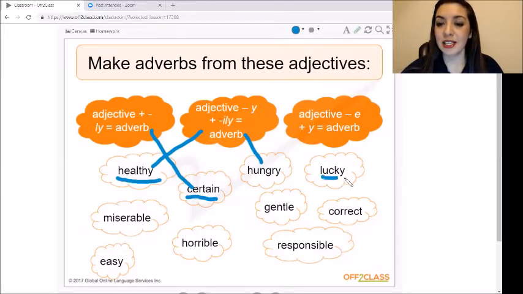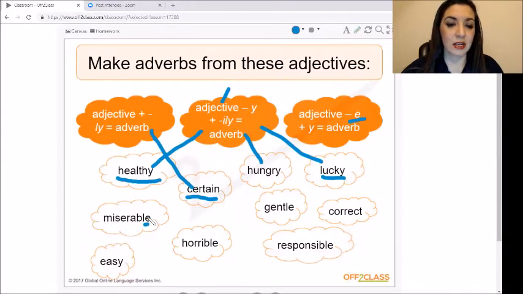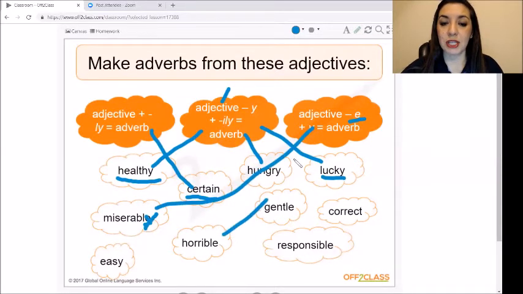Next one, lucky. So here it ends in Y, and it will be this one. Luckily, I had $2. Miserable. Here, this one ends with E, so it's this one here. So take off the E and add Y. Miserably. Horrible. Horribly. Gentle. Ends in E. Take off the E. Gently. Correct.